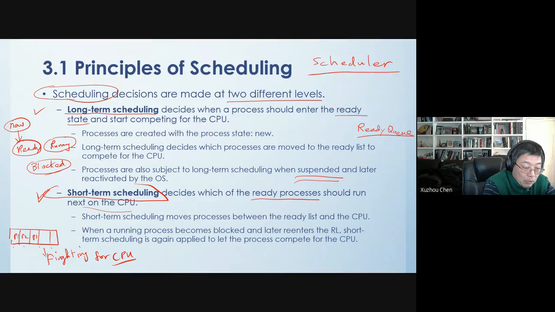So that's the reason why short-term scheduling moves processes between the ready list and the CPU. Now, if there's one CPU, then the majority of the processes are going to be in the ready list, and only one process is in the CPU, one lucky one. When this lucky one completes its job, the short-term scheduling algorithm is going to pick the next process in the ready list and load it into the CPU. So the short-term scheduling algorithm always picks who's going to be the next to use the CPU.